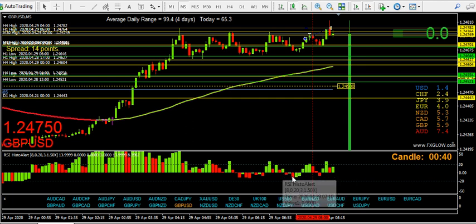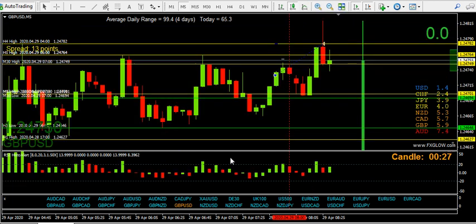Clearly we'd got the pullback, we got the burst up there, we got the break and burst, and we'd got the confirmation here. This is the important bit. You can actually see a 2B reversal pattern here as well. Swing 1, swing 2, swing 3. That's the break. That's the level. Although I didn't use that level.